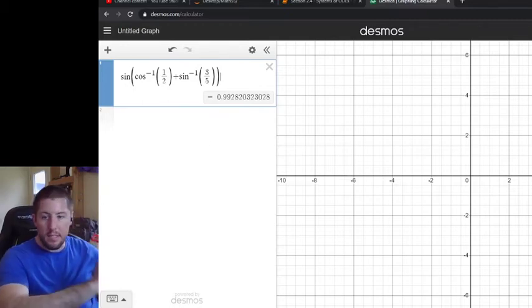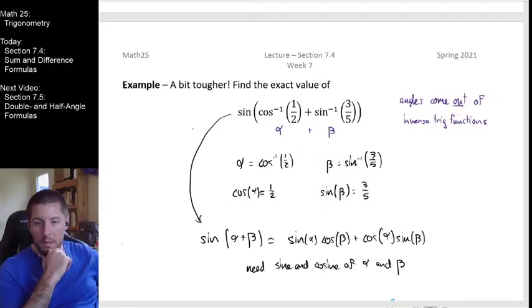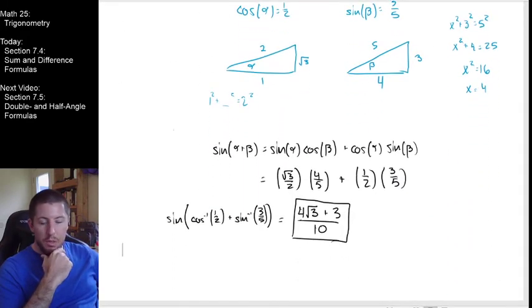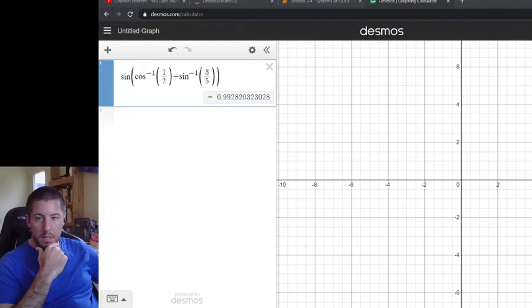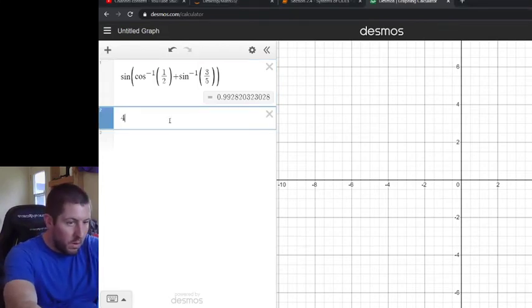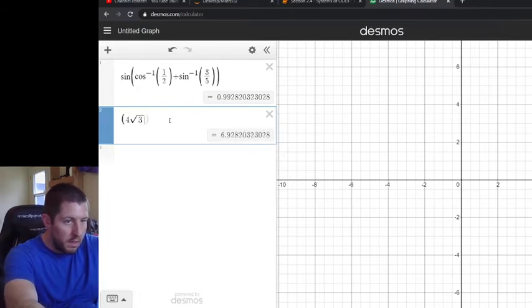We got an answer a moment ago of, come on, help me wrap it up here, 4 root 3 plus 3 over 10. Let's see. 4 root 3 plus 3 over 10.